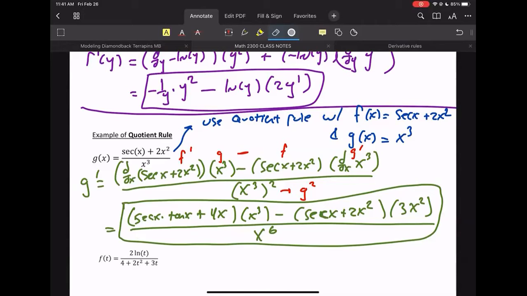Let me pose this question to you. In the next section, what we're going to start doing is taking derivatives like this and setting them equal to 0 and solving, because that's how we find maxes and mins and things like that. So if we had a fraction and we wanted to set that equal to 0 and solve it, how do you do that?